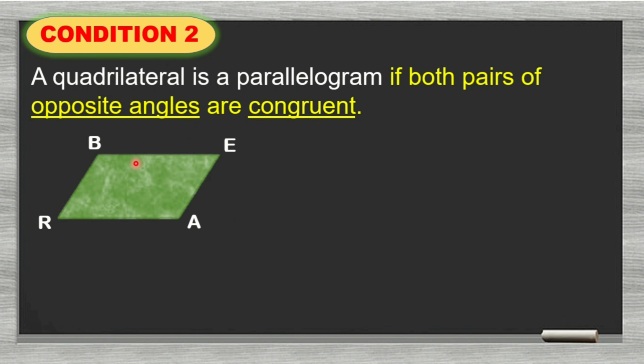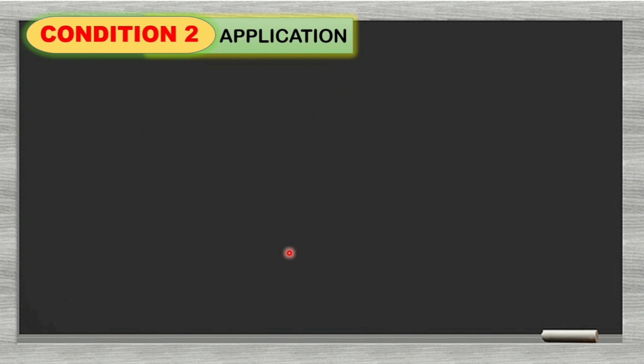Okay, so dito, ang angle B, this one, ang opposite angle niya ay angle A. So, opposite angles are congruent. So, in notation, we have angle B is congruent to angle A. Okay, so another pair, we have angle R. This one, yung opposite angle niya ay angle E. So in notation, angle R is congruent to angle E. So let's have an example.